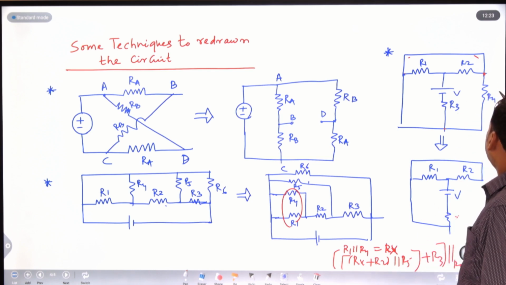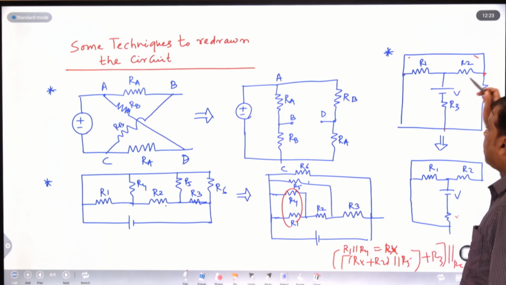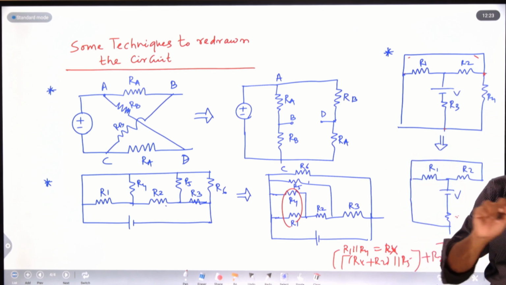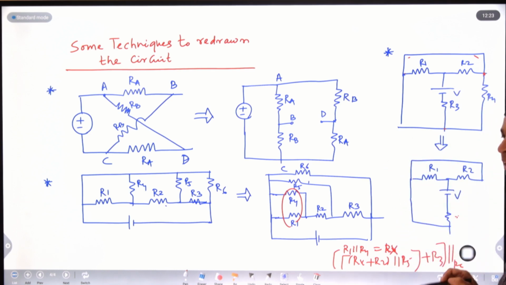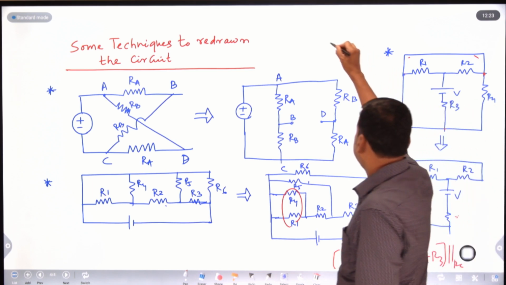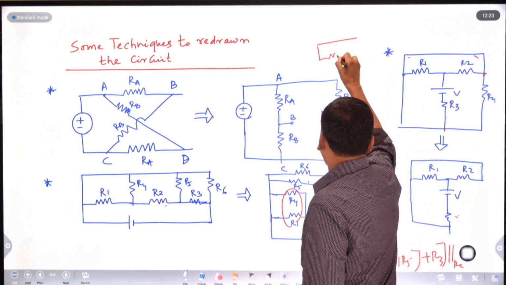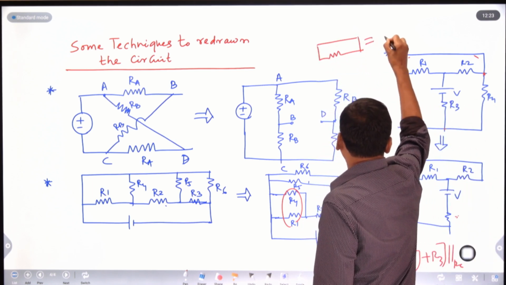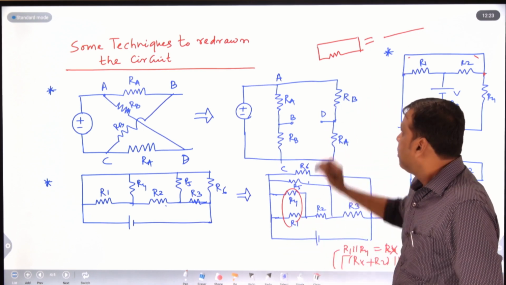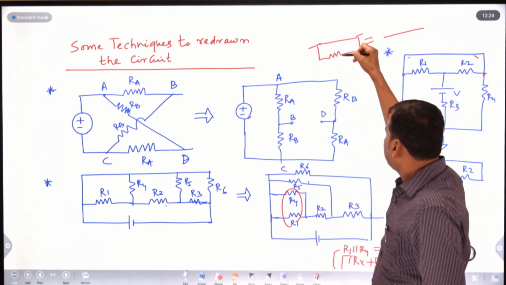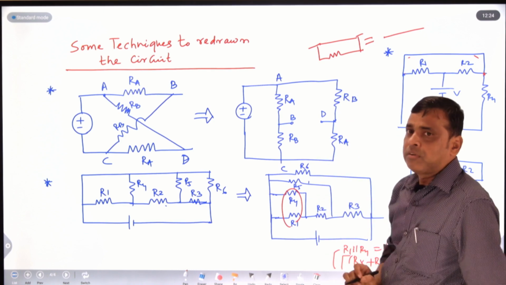This R4 will not be considered because any short path in parallel with a resistance will short circuit it. If there is a short path and a resistance in parallel, the equivalent is short. There is no potential difference here. A short path parallel to a resistance is a short.